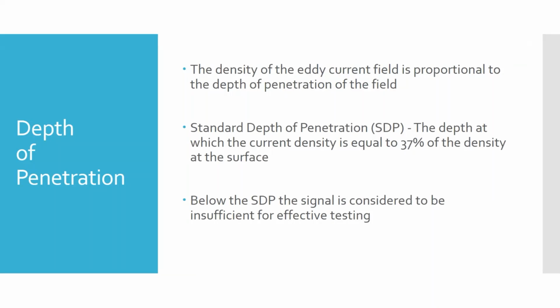And anything beyond that is below what's called the depth of penetration and is not going to provide an accurate signal or an accurate reading of what you might pick up. So below that, it's insufficient for testing. And these numbers are going to be calculated. This is not something that someone who's just starting out, or even performing eddy current testing at, say, an airline, is necessarily going to be figuring out.